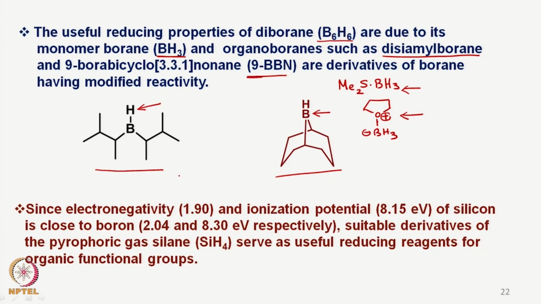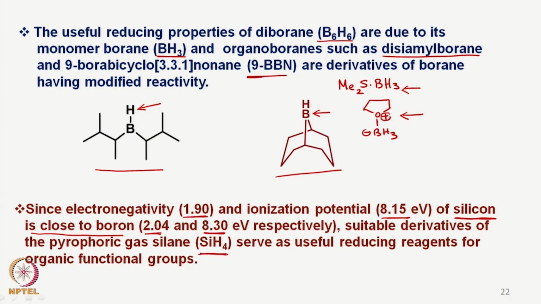Since the electronegativity and ionization potential of silicon is close to that of boron, as you can see here, 1.90 and 2.04, and 8.15 electron volt and 8.30 electron volt. So they are very close to each other, the silicon and the boron. Therefore, suitable derivatives of the pyrophoric gas silane.